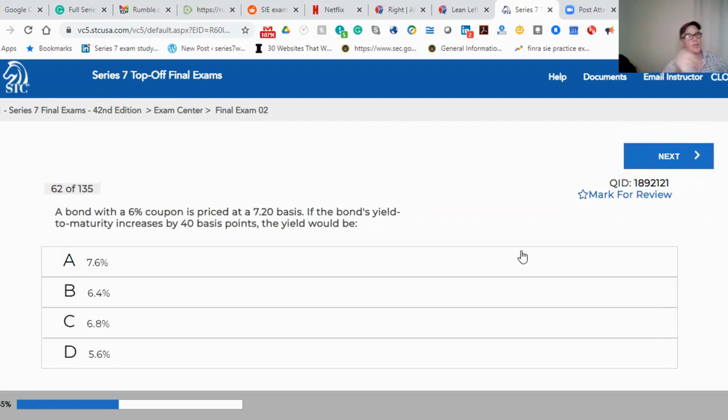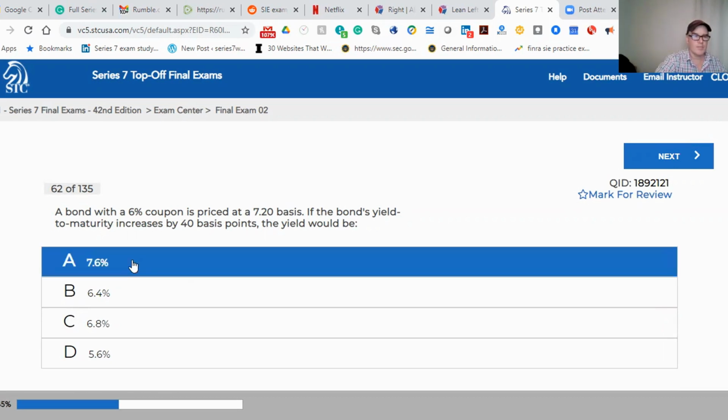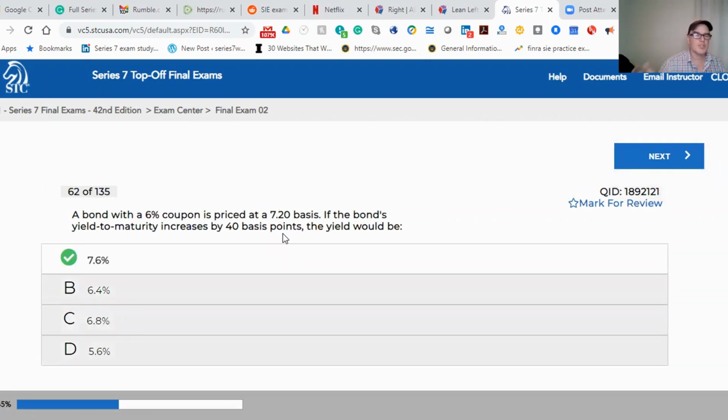A bond with a 6% coupon is priced at a 7.20 basis. That's yield to maturity. If the bond's yield to maturity increases by 40 basis points, the yield would be, I think it's going to be 7.6. I could be way wrong. So 40 basis points. Remember, 100 basis points is $10, is 1%. So if it goes up 40 basis points, it's 0.4%, which goes from 7.20 to 7.60. Remember that 100 basis points is 1% is $10. Good.